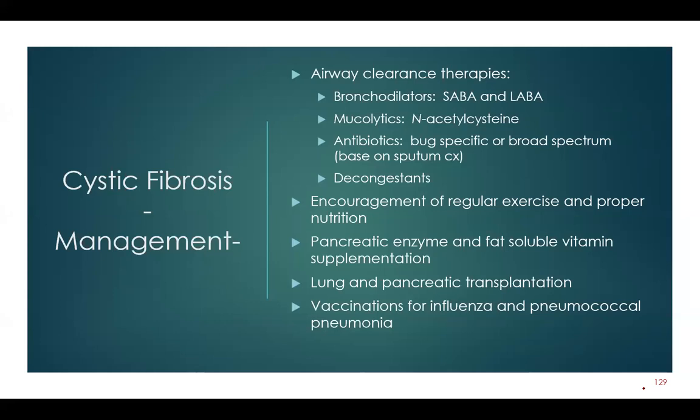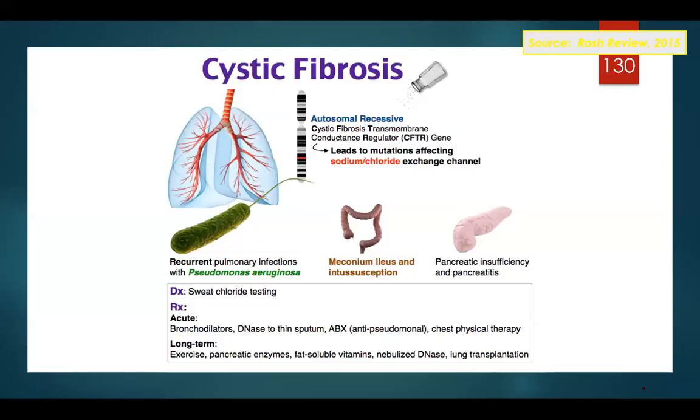Pancreatic enzymes can be replaced and help to aid absorption of fat soluble vitamins, and fat soluble vitamins should be supplemented. Lung and pancreatic transplant is the ultimate fix. Vaccinations for influenza and pneumococcal pneumonia, because these are a high risk population.